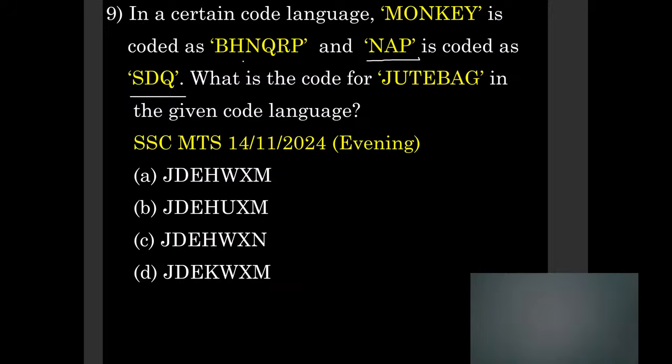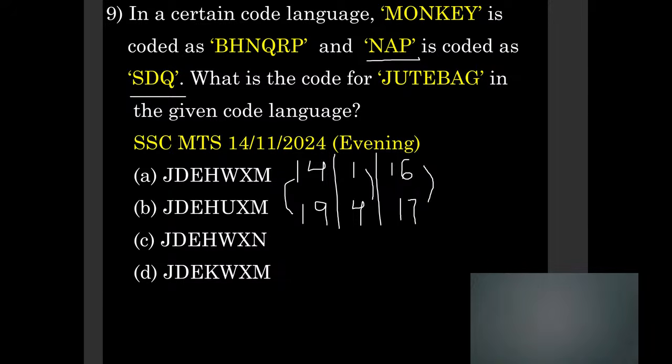Okay, so for NAP again we should write the numbers. N is 14, A is 1, P is 16. These are the numbers for each alphabet. Next, S is 19, D is 4, Q is 17. Suppose in this logic we assume that here they are adding 1, here they are adding 3, and here they are adding 5, we can take that logic also.